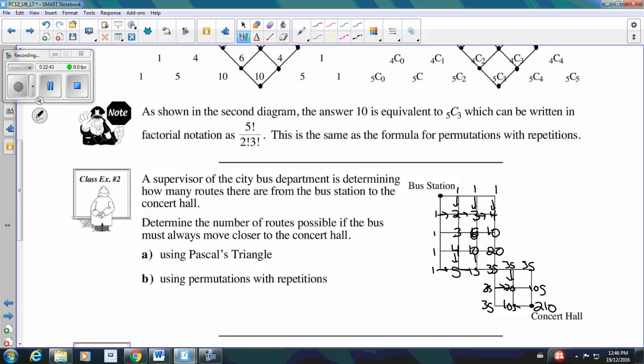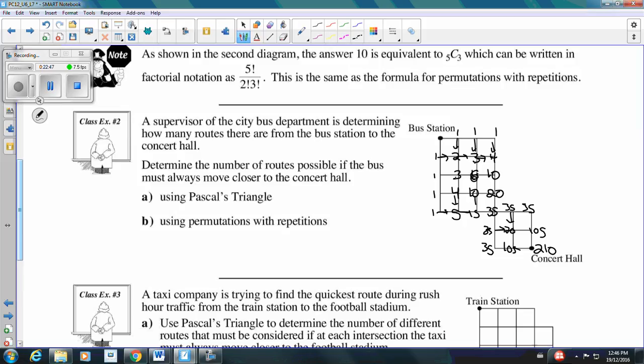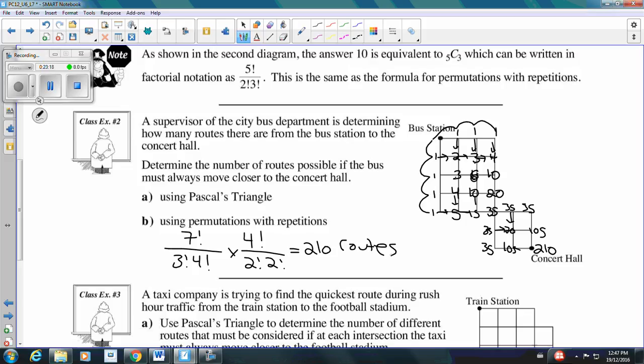If we wanted to use permutations with repetitions, I'd first deal with the first rectangle there. I notice I have to take 7 steps in total because I have 3 going this way, 1, 2, 3, and 4 going this way. So that's 7 steps in total. Divide by the repeat in direction. Same idea for the bottom one. I see that I'm going to have to make 4 steps in total, 2 going each direction. And this is going to give me the same answer. It's really up to you what you find easier to do here.